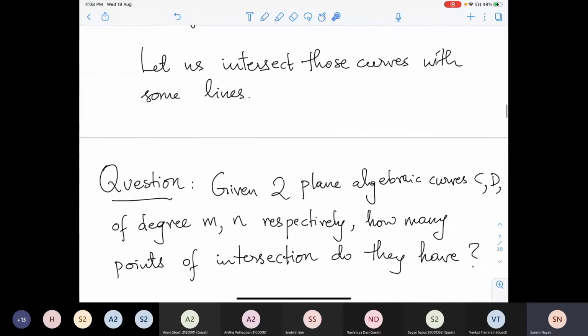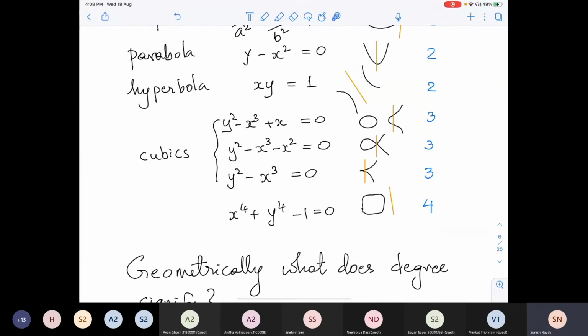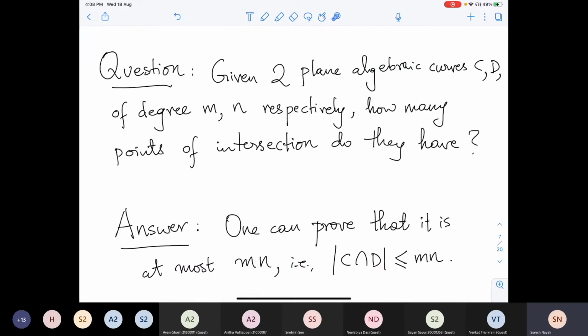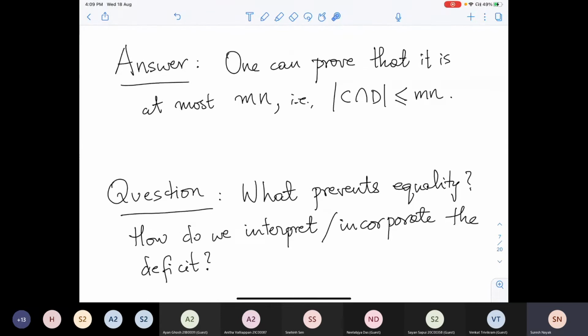Though if you go back to one of those examples, the quadratic, you would say that, okay, in this case, actually, you never really achieve it. And indeed, that is true. So while this result is giving us an upper bound, many aspects of this result are somewhat unsatisfactory, and in particular, this inequality is unsatisfactory in some sense. So we would like to improve it. And so here's the question: what is preventing this equality from happening, and how do we interpret this deficit, and how do we incorporate it?